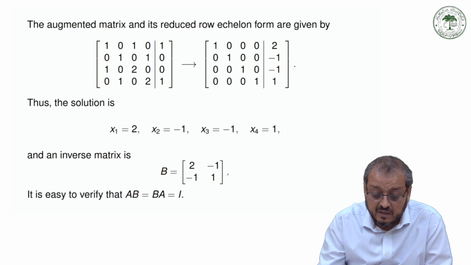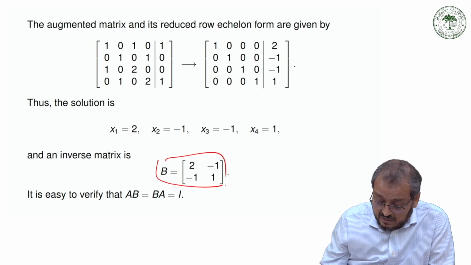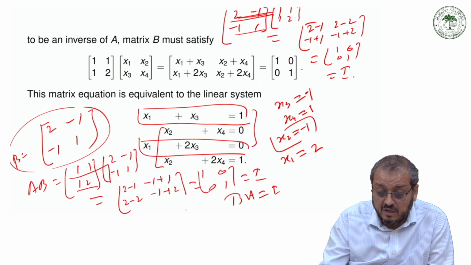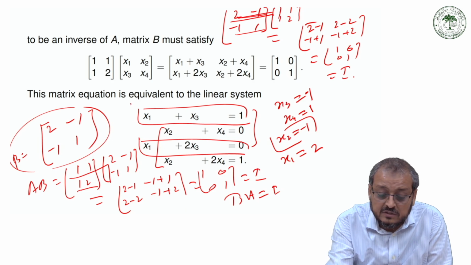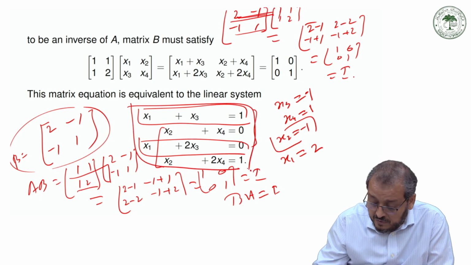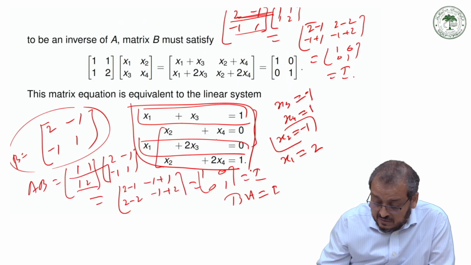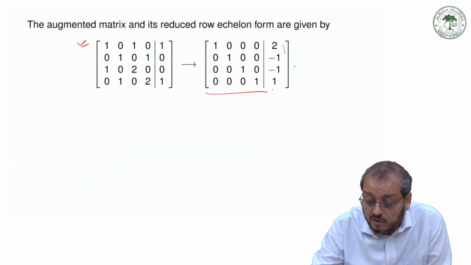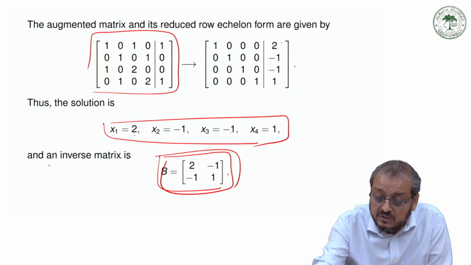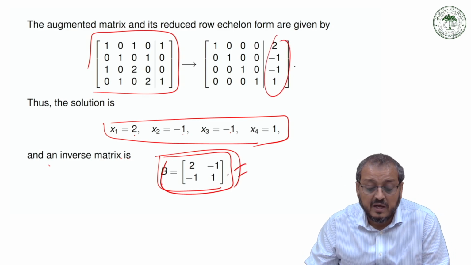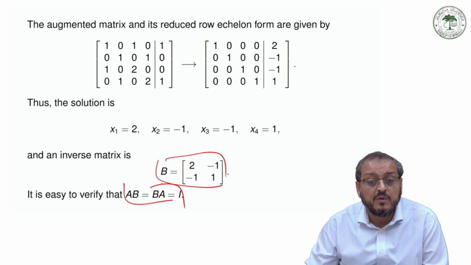So we can say that B is equal to this, then we can clearly verify AB is equal to BA. Here I just write the augmented matrix of this equation. Then we have to reduce this augmented matrix, and then we get the solution set. This solution set gives nothing but B, the inverse, and then we can say that AB is equal to BA.